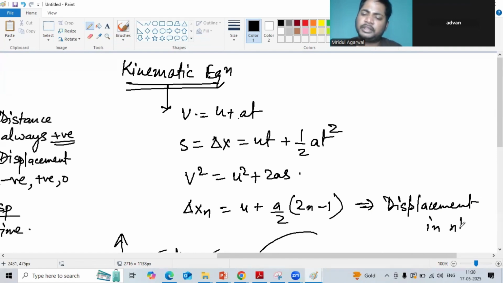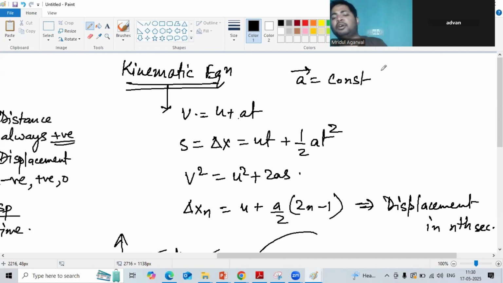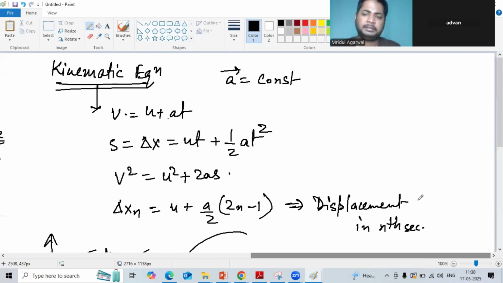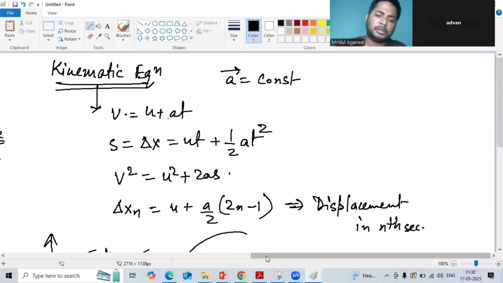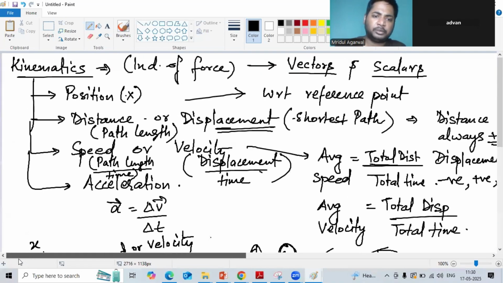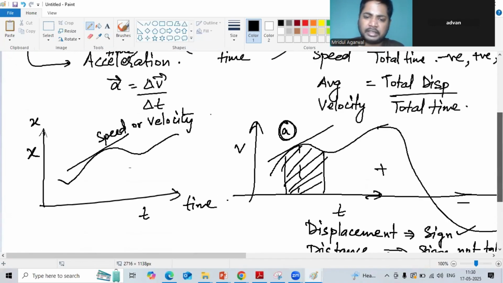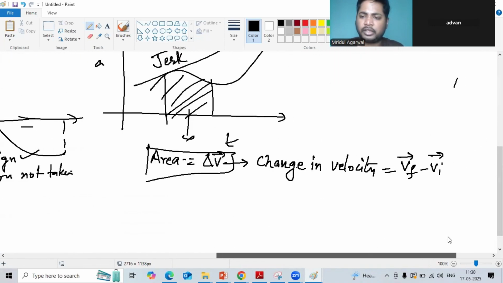But all these equations hold true only when acceleration is constant in direction and in magnitude, like the case of a falling ball, or let's say projecting a ball upwards and then it comes backwards. Okay, so these are your kinematic equations. Understood this part? Yeah, understood. So the majority of the problems are based on the kinematic equations, these basics, and the graphs.